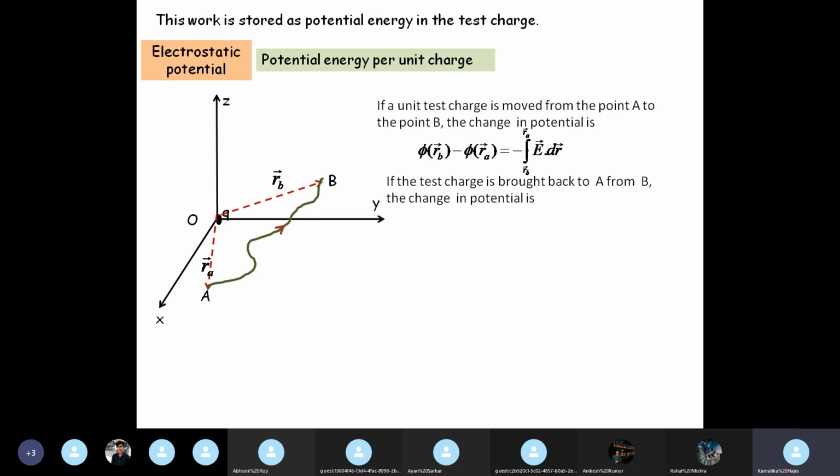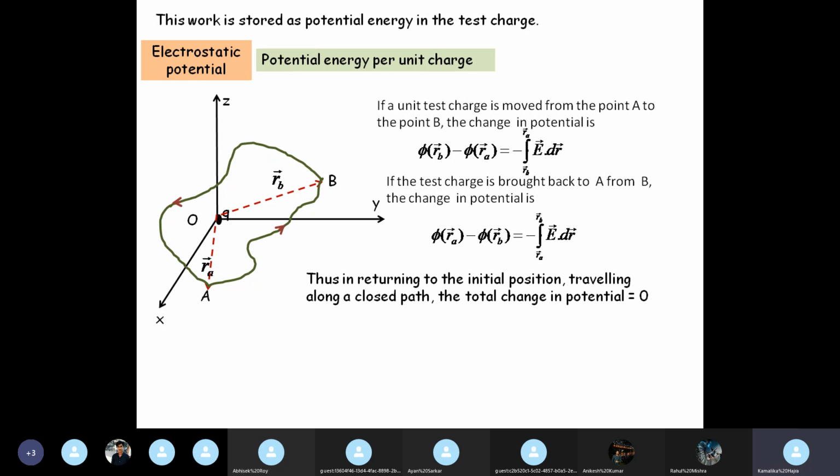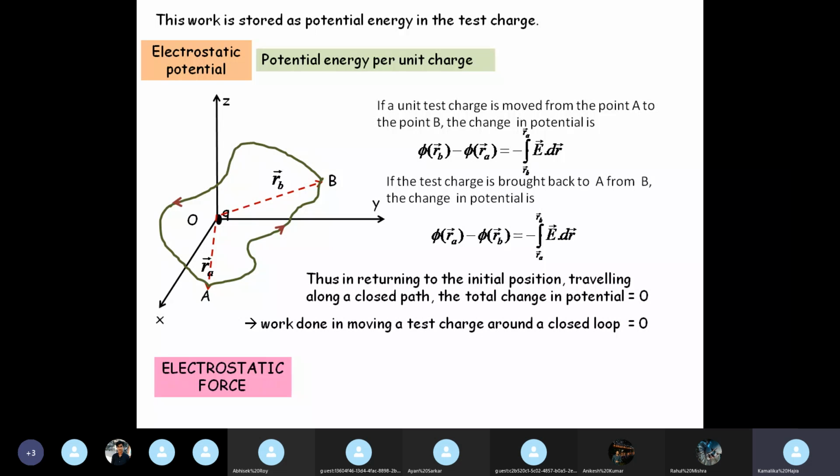And we can see that if the test charge is brought back to A from B, so if we move in a loop, we go from A to B and then come back to the point A, then using this, we see that in returning, the total change in potential is zero. If we travel around a closed path and return to the initial position, the total change in potential is zero. So work done in moving a test charge around a closed loop is equal to zero.